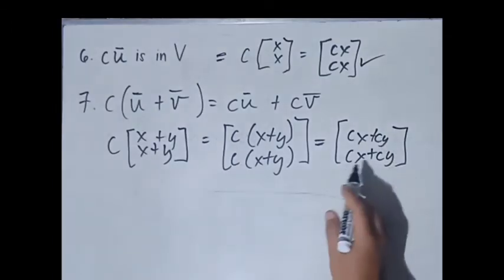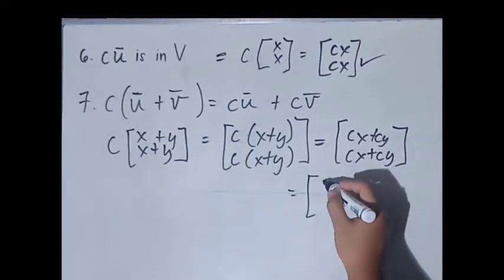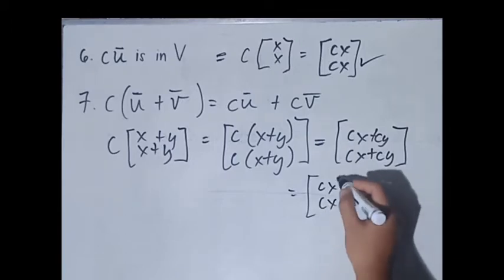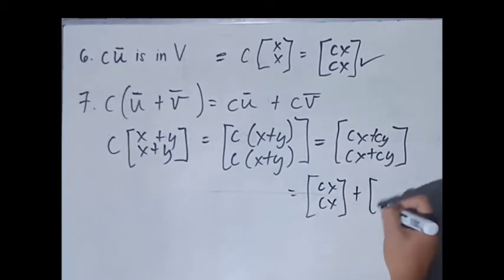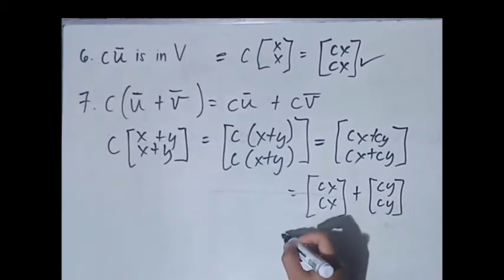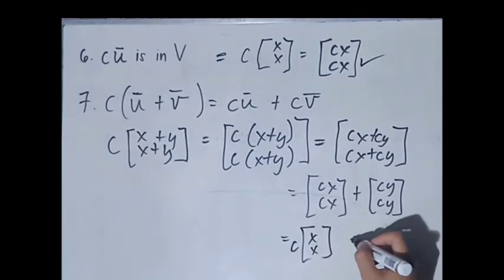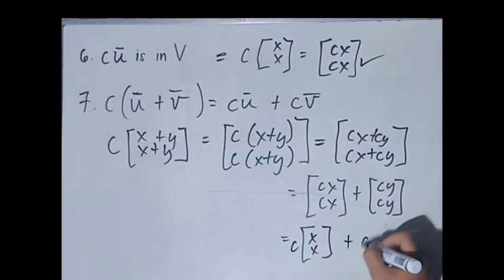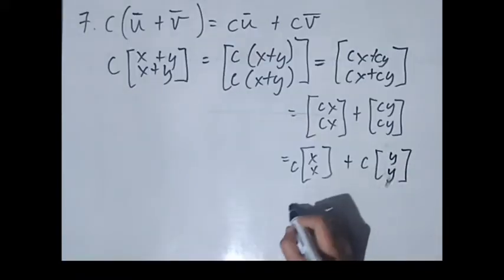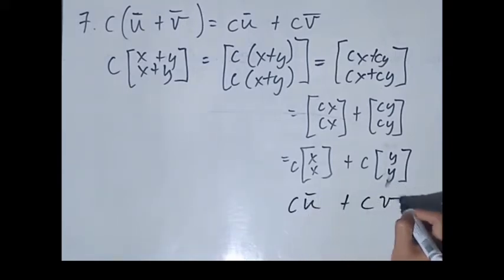Now we're going to separate these two, and we know that this is also the same as (cx, cx) plus (cy, cy), which we know is c times U plus c times V. Property number 7 was satisfied.